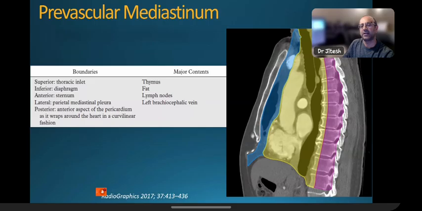So we will start with the prevascular mediastinum. This is the most important compartment in the mediastinum. More than about 50% of the masses occur in the prevascular mediastinum. As I already discussed with the boundaries of this space, the major contents are thymus, fat, lymph nodes, and the left brachiocephalic vein.